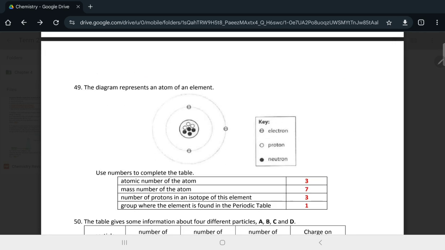Here they show an atom. They want the atomic number of the atom. Atomic number is the number of protons. And here we have the key. It's the one that's unfilled. So 1, 2, 3. Three protons, or atomic number 3.